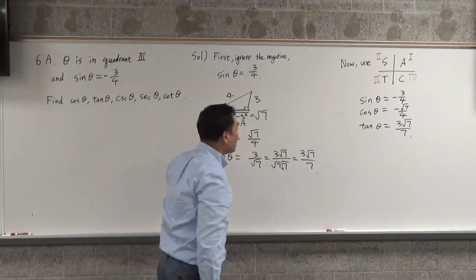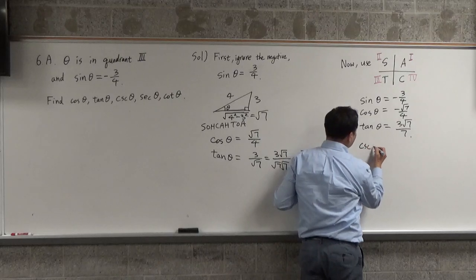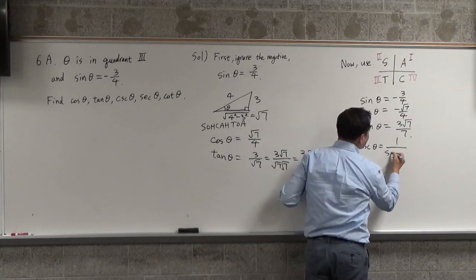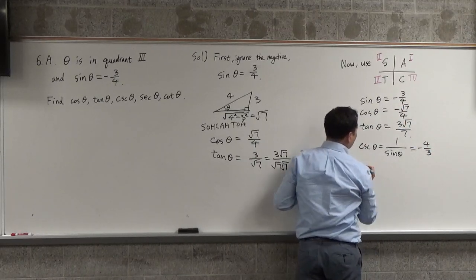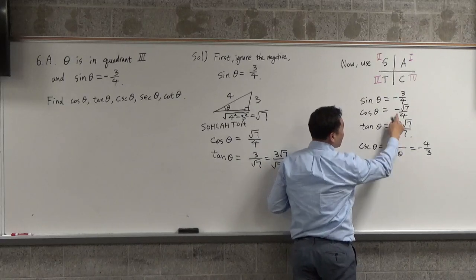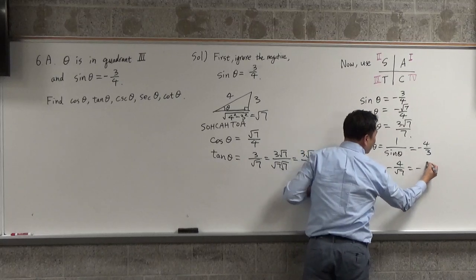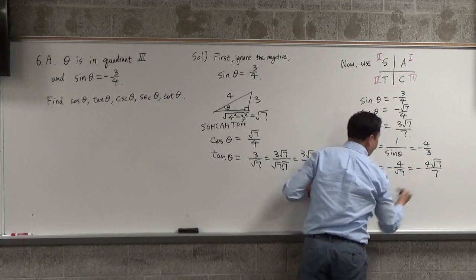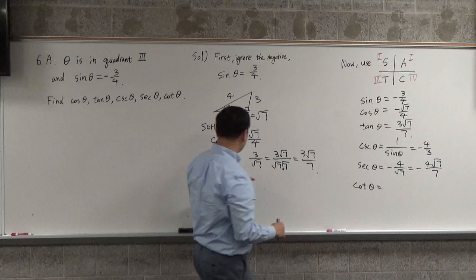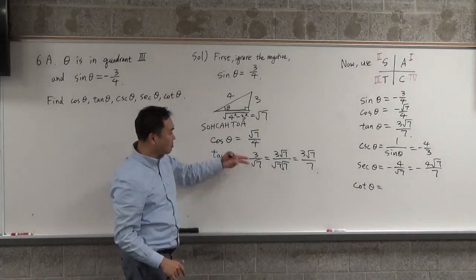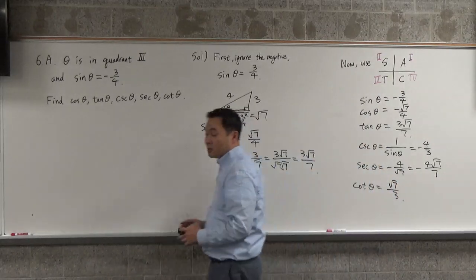Alright? Now we have to figure out cosecant, secant, cotangent. What's cosecant? 1 over sine. So you take the reciprocal of this, which is negative 4/3. What's secant? You have to take the reciprocal of this, which is negative 4 over square root of 7. Again, you have to do the rationalizing thing. You're going to get this if you rationalize. And then cotangent theta is 1 over this, but it's easier to flip this guy, right? If you flip this guy, that's square root of 7 over 3. And that's how you do it.